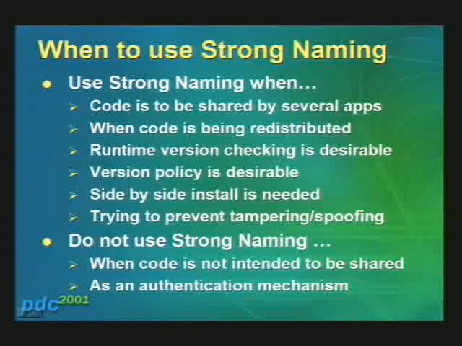If you want the version checking, you need to have the strong name. If you want to apply binding policy, which gives you the ability to redirect from one version to another, you need to have your assembly strong named. If you want to prevent this tampering or spoofing that I'm talking about by having that strong name verification done, you need to make sure your assembly is strong named. So in general, if you're deploying shared code, you want to strong name your assembly, absolutely.